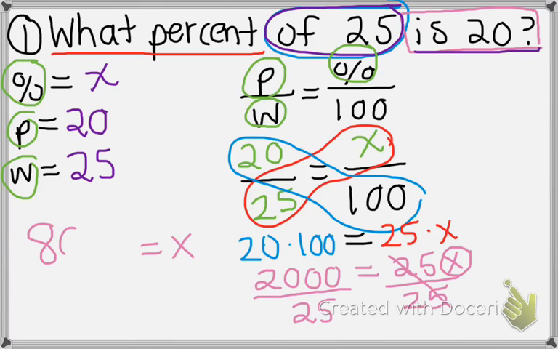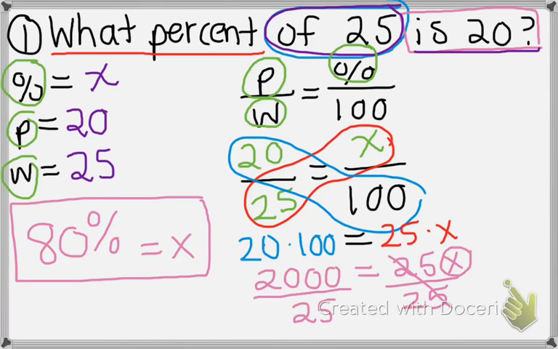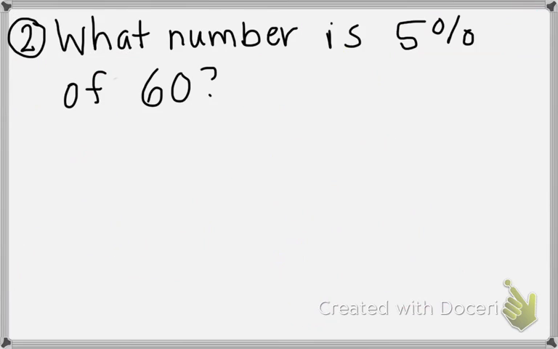And again, we are looking for the percent, so it's going to be 80% equals X. So what percent of 25 is 20? 80%. 80% of 25 is 20. Next example.